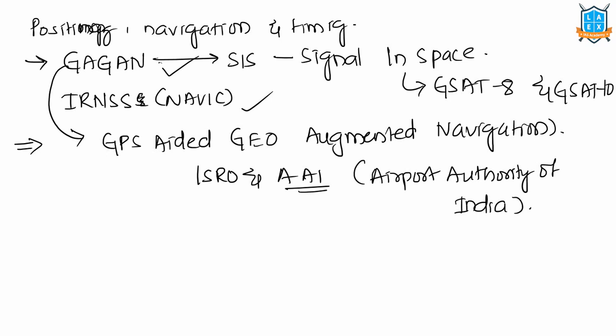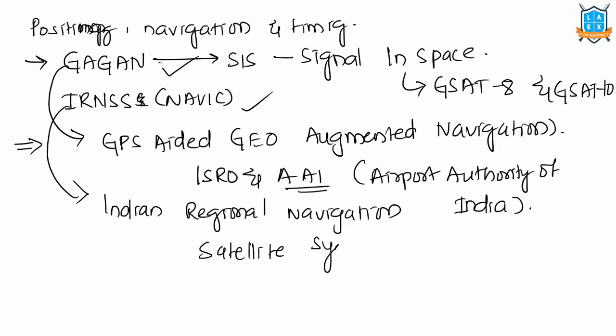IRNSS is nothing but the Indian Regional Navigation Satellite System. In short, we call it IRNSS or NavIC. It is an independent regional navigation satellite system to provide accurate positioning information service.